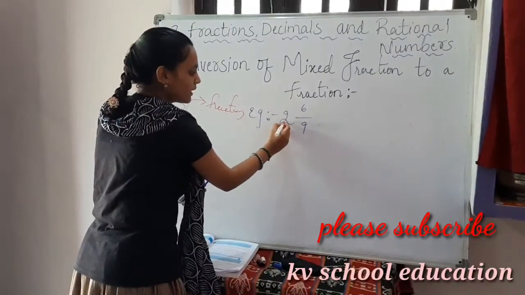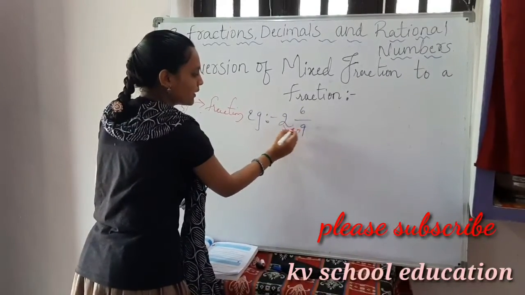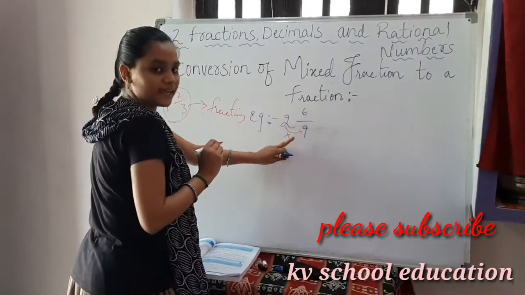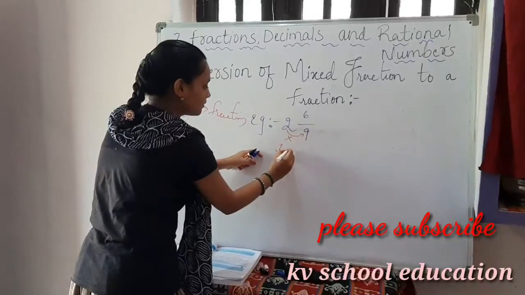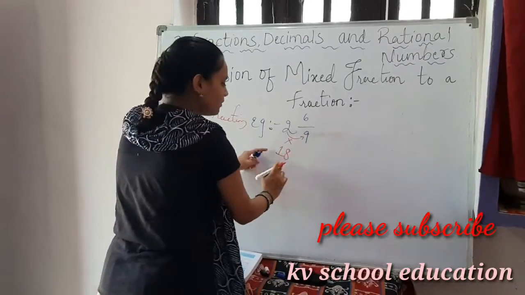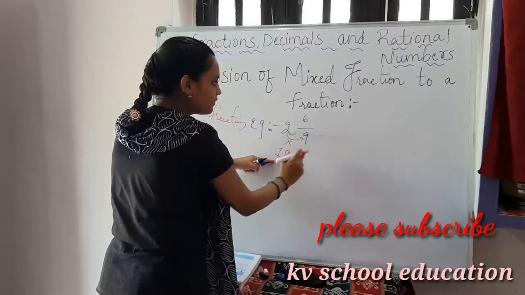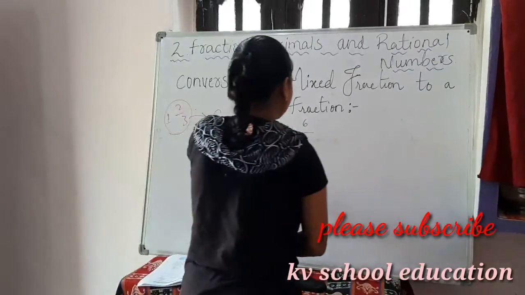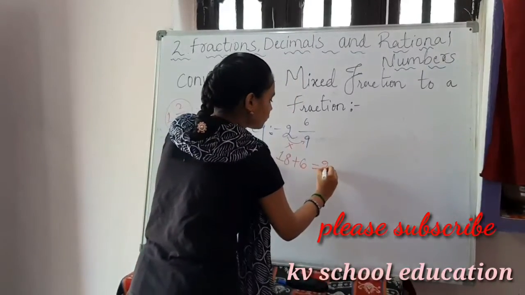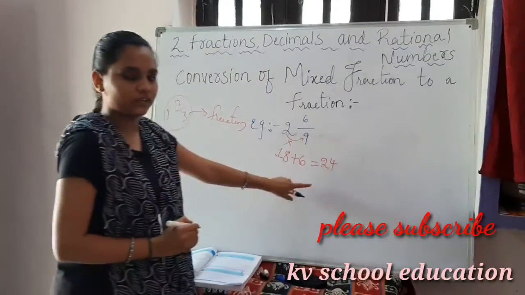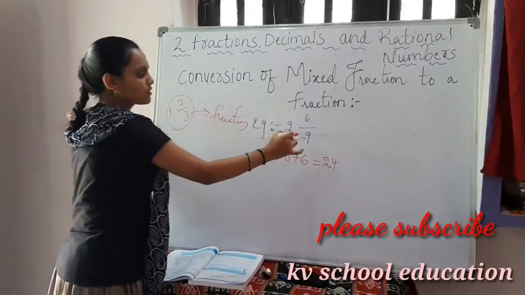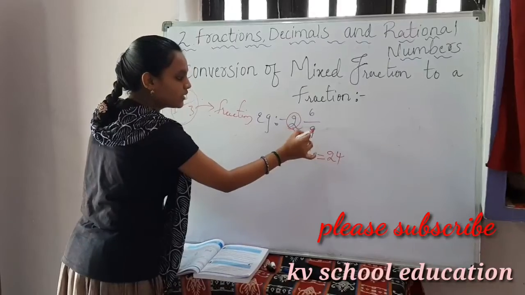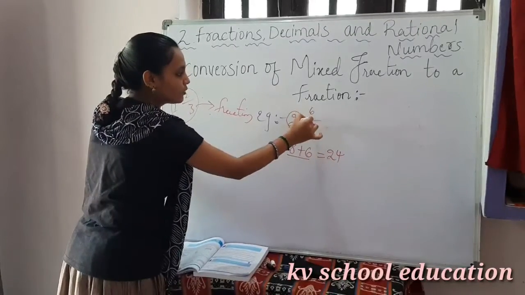First we need to multiply the whole number by the denominator. 2 times 9. 2 nines are 18. So the answer is 18. And then after getting the result, we should add the numerator, plus 6. The answer is 24. 18 plus 6 is 24. So this is the process. First the whole should be multiplied by the denominator and the result should be added to the numerator.